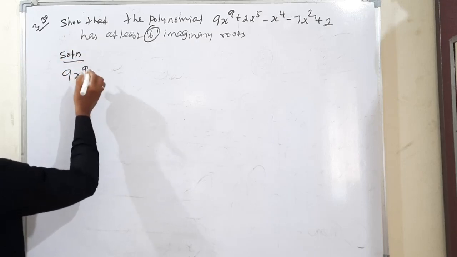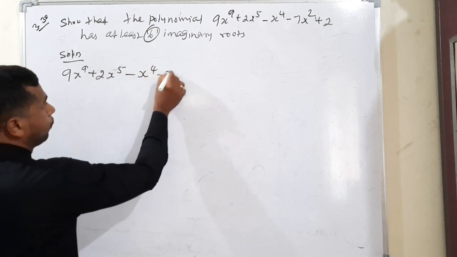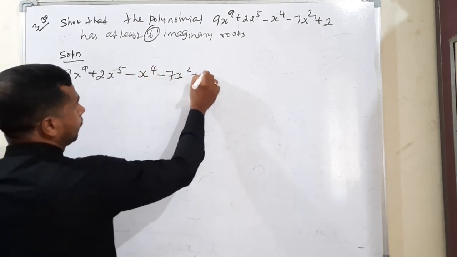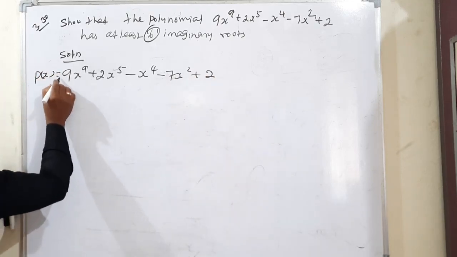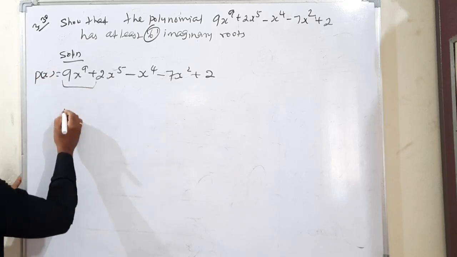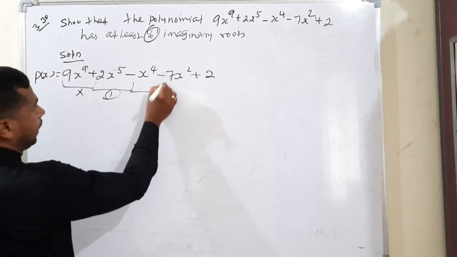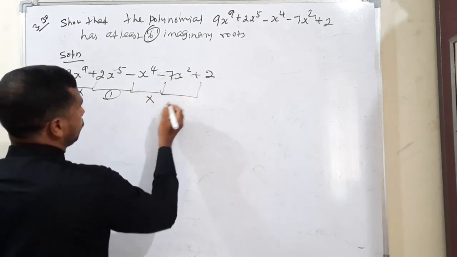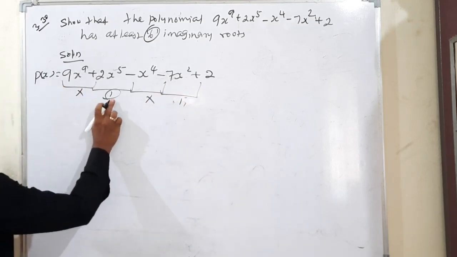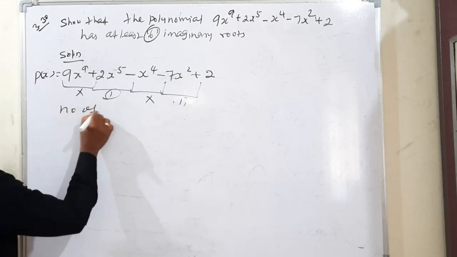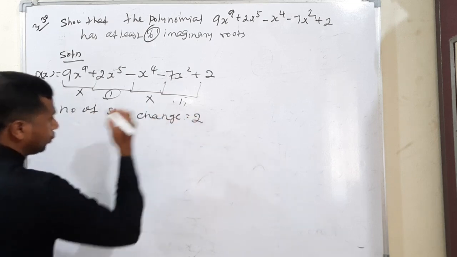Solution: 9x to the power 9 plus 2x to the power 5 minus x to the power 4 minus 7x square plus 2. This is considered as p of x. Starting with positive to positive, no sign change; positive to negative, 1 sign change; negative to negative, no sign change; negative to positive, only 1 sign change, can write 1. Therefore, the number of sign changes is equal to 1 and 1. So, the number of sign changes is equal to 2.